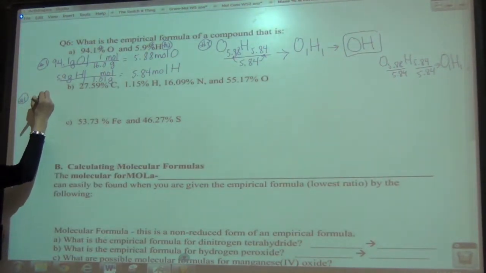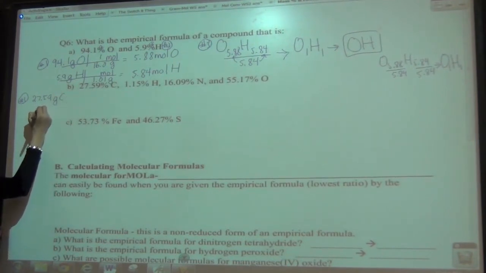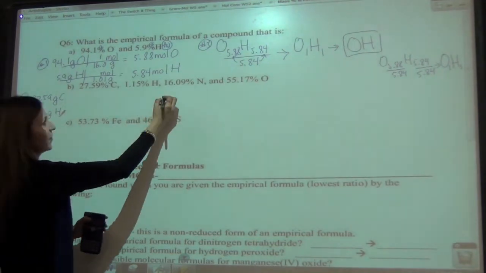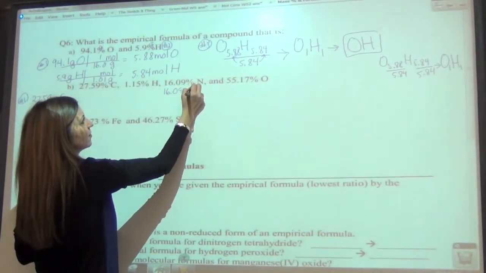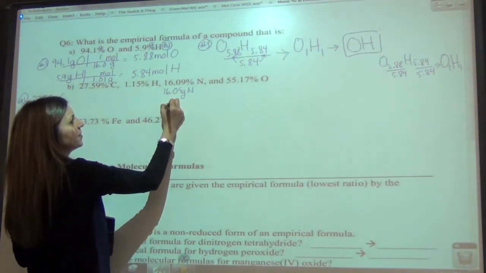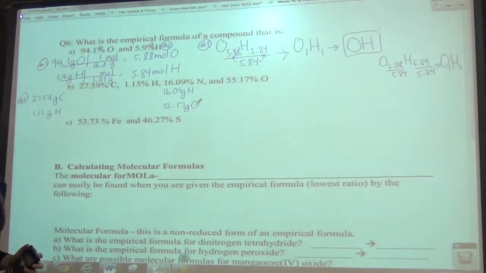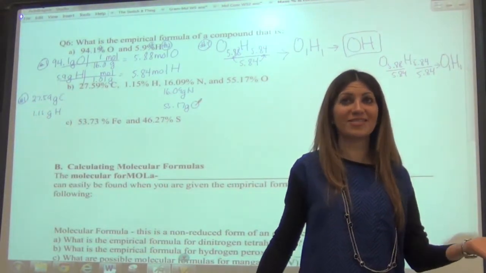So we've got 27.59 g of carbon. Then we've got 1.15 g of hydrogen. And we're going to come over here. We've got 16.09 grams of nitrogen and 55.17 grams of oxygen. Any questions on the first step? Because it's important that you know that what we did is really easy, right?